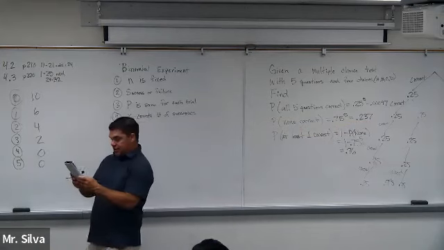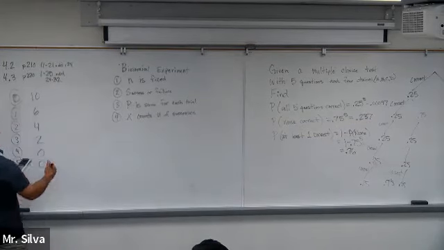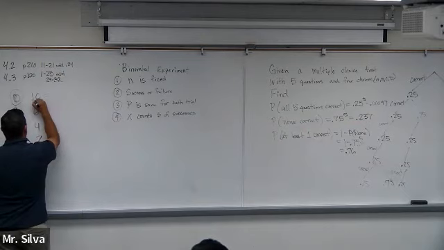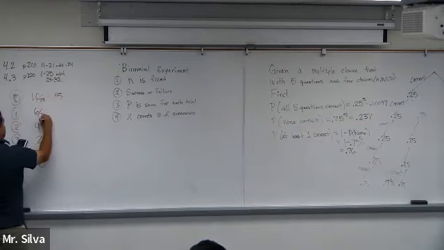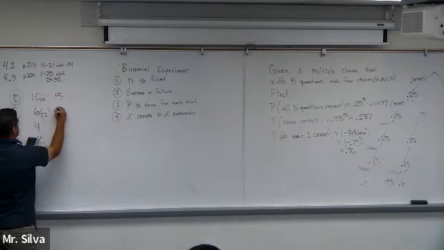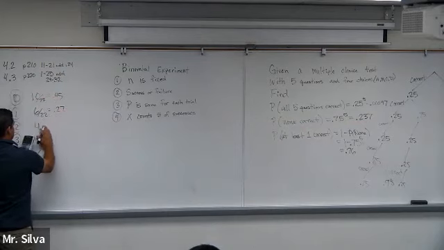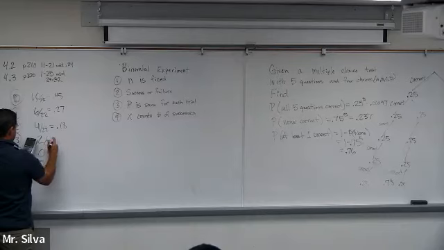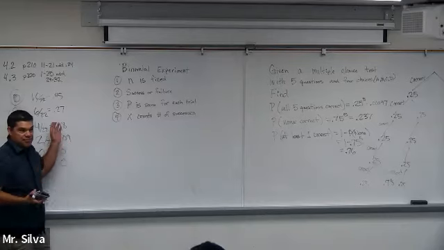So I'm going to do 10 divided by 22, 0.45. Six out of 22 is 0.27. 4 out of 22, 0.18. And I'm rounding, it's okay. 2 out of 22, 0.09. Again, these are simulated probabilities.